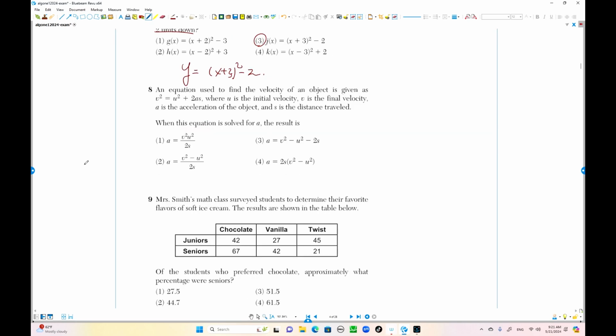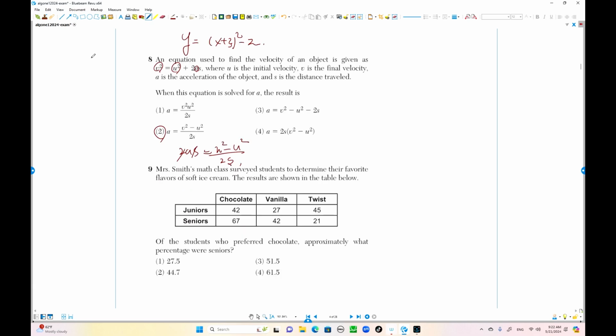And the equation over here, what does it express a in terms of? The other variables. So 2as equals b squared minus u squared, right? After that, you can divide by 2s. So choice 2 is the answer.